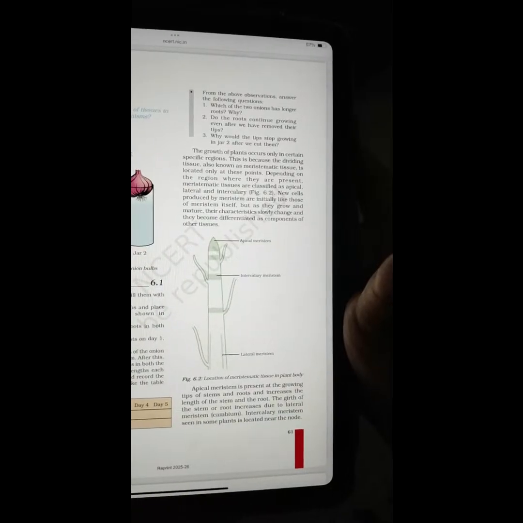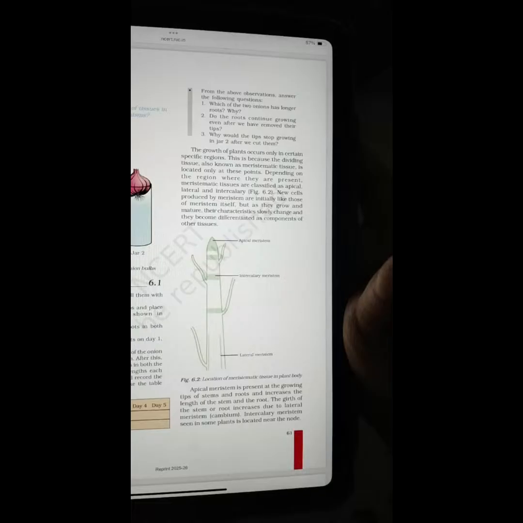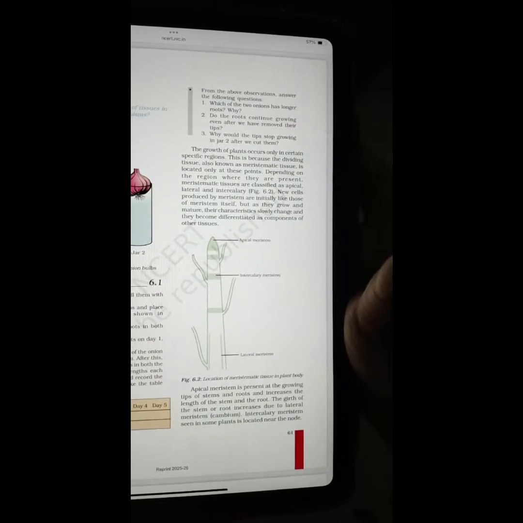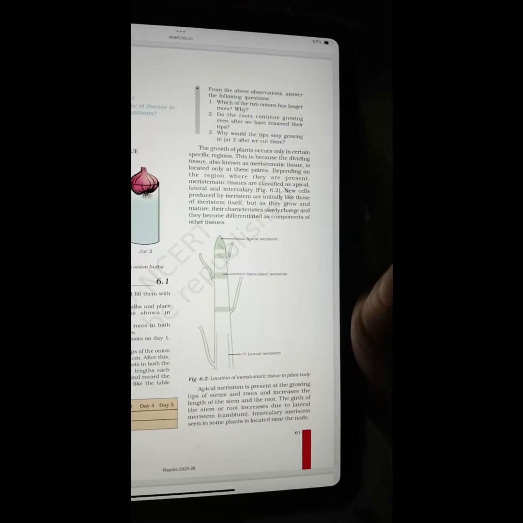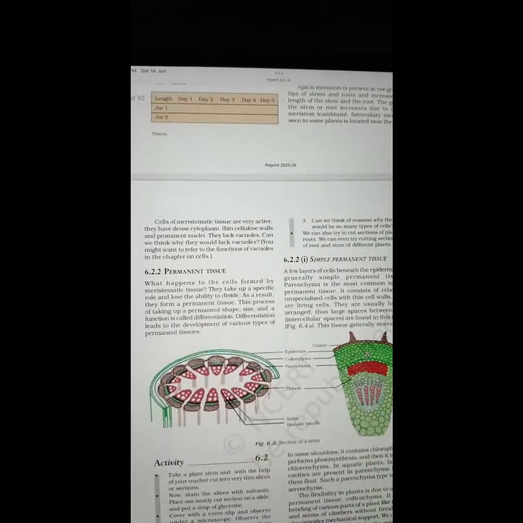Apical meristem is present at the growing tips of stems and roots and increases the length of the stem and root. The girth of the stem and root increases due to lateral meristem or cambium. Intercalary meristem seen in some plants is located near the node.